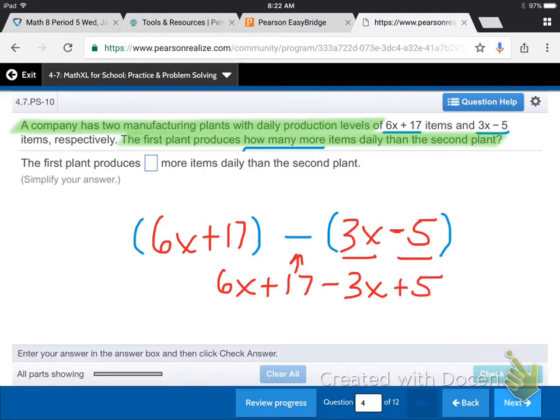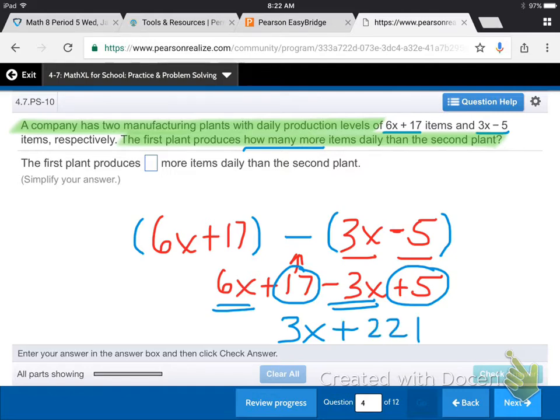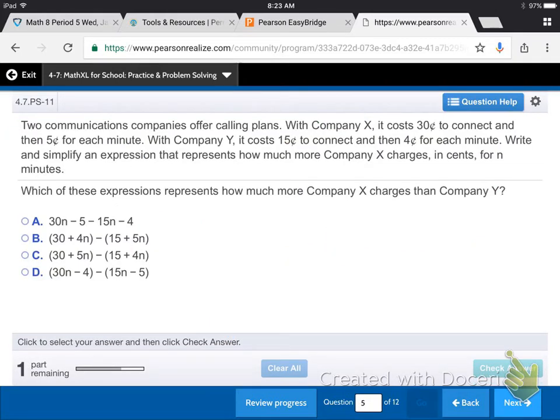Now we're going to look for like terms, and we see that 6x and -3x are like terms, and also 17 and 5 are like terms. So let's add each of those up separately. 6x take away 3x is 3x, and 17 plus 5 is positive 22. And there is our answer. Pretty slick, huh?